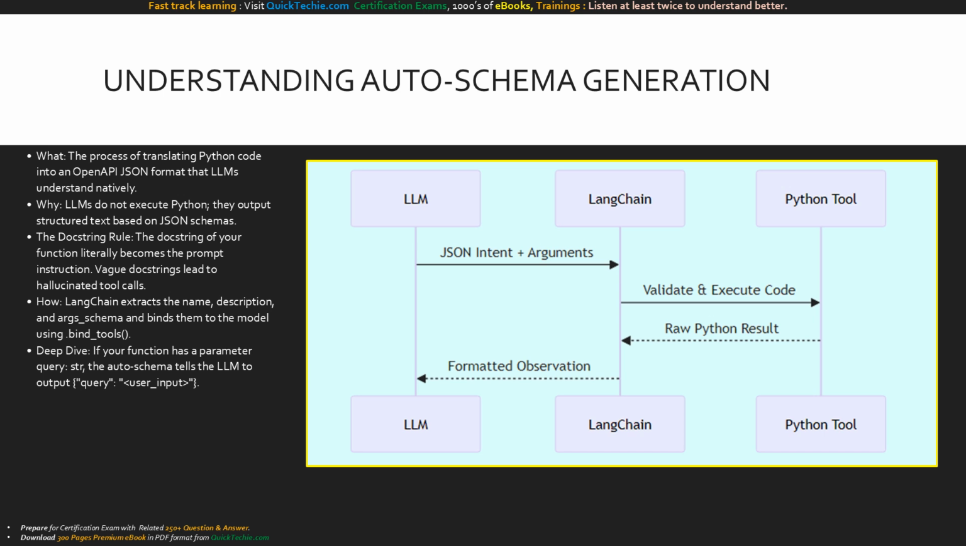On the left, the LLM decides to take action and sends its intent along with JSON arguments to the LangChain framework. LangChain acts as our robust middleware. It takes that JSON, maps it to the expected schema, and executes the actual Python tool in your environment. The Python tool does the heavy lifting and returns a raw result, perhaps a database object or a string. Finally, LangChain takes that raw Python result, formats it back into an observation message, and delivers it to the LLM. This perfectly bridges the gap between text generation and code execution.